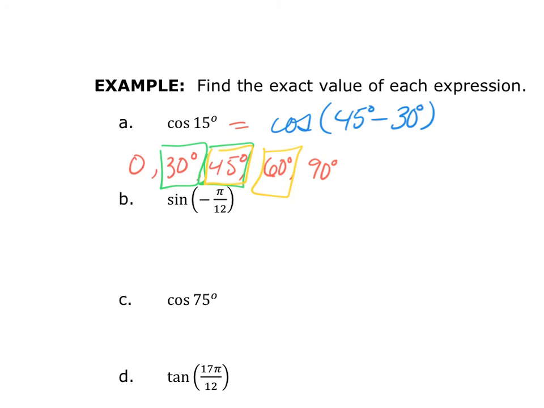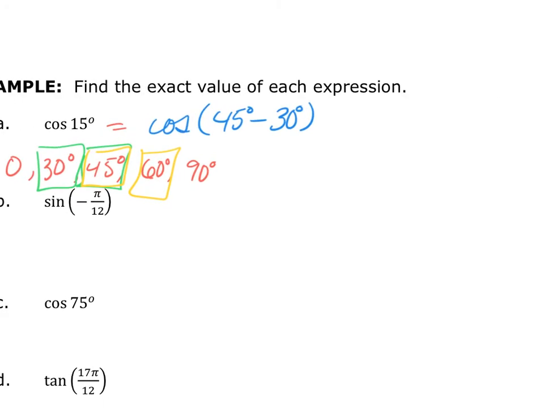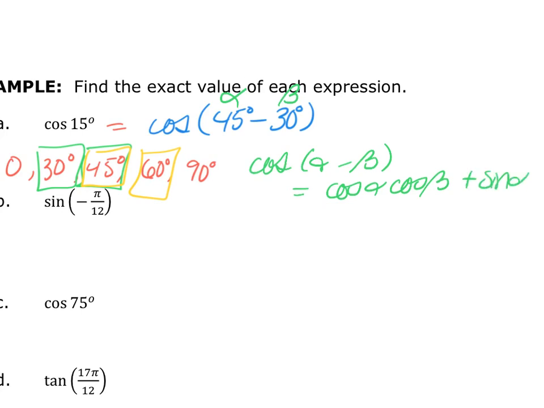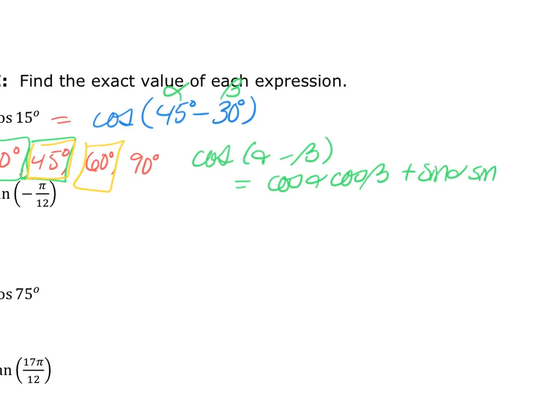Once you have broken it up into angles that you know, then you're going to use the sum and difference for cosine. This is my alpha, this is my beta. If I have the cosine of alpha minus beta, this is equal to cosine alpha cosine beta plus sine alpha sine beta. So I'm using that sum and difference for cosine. Wouldn't it be minus? No, cosine is the opposite. If I'm subtracting the angles, then in cosine I'm adding the two. Cosine has the opposite signs.